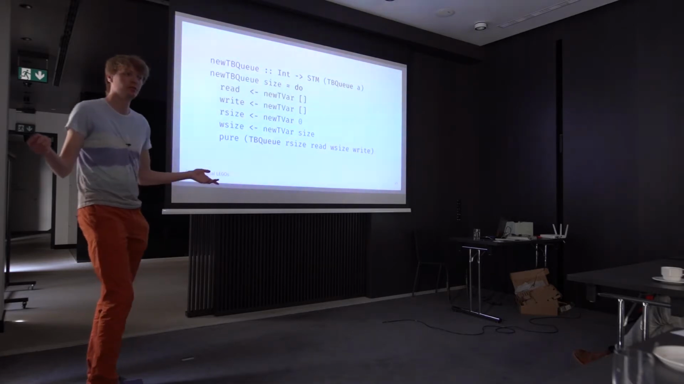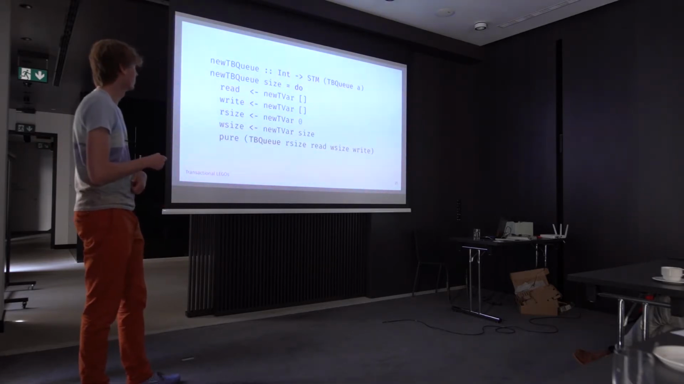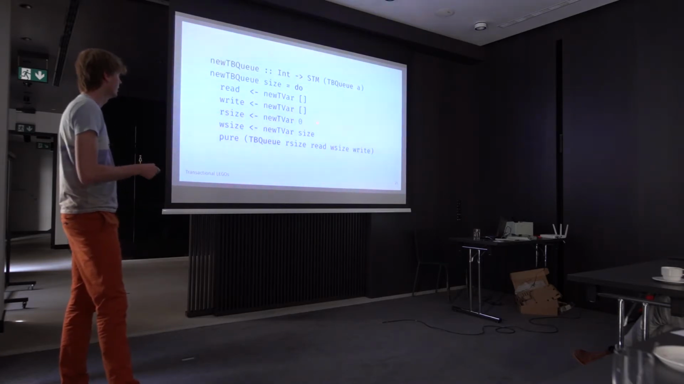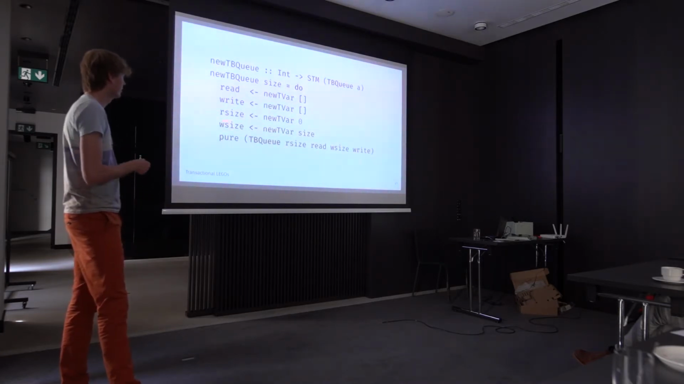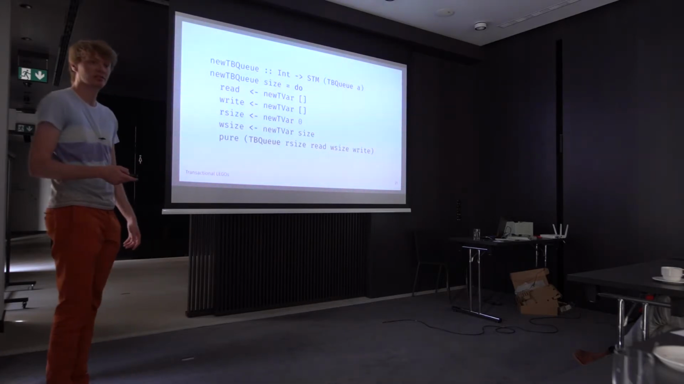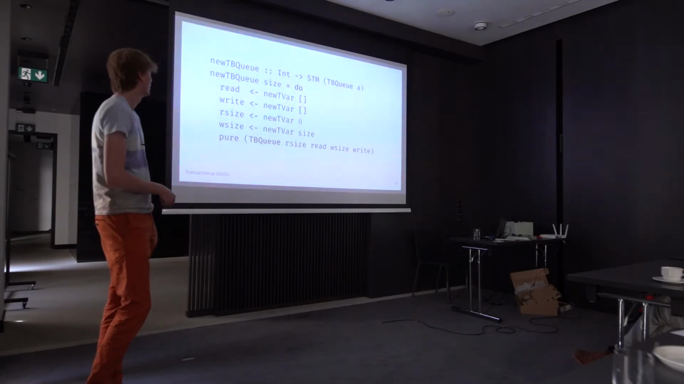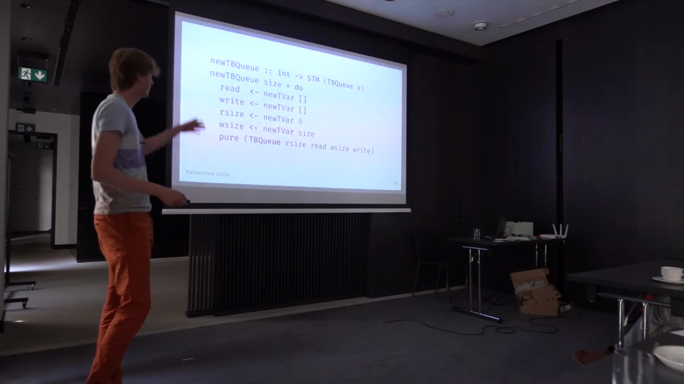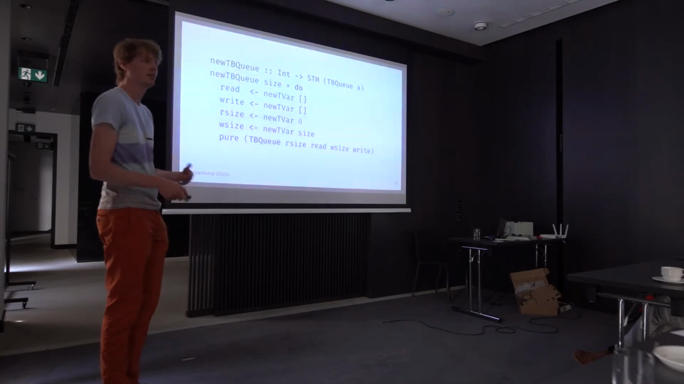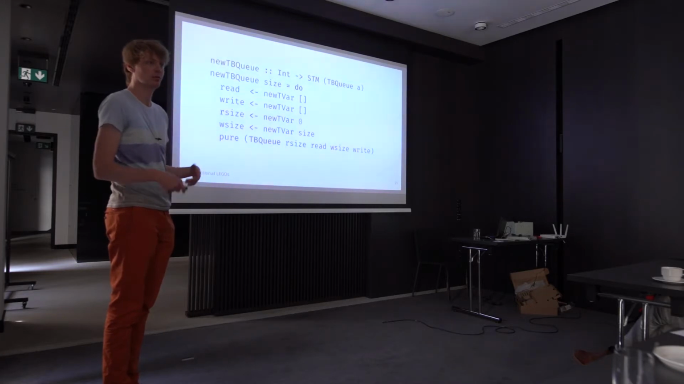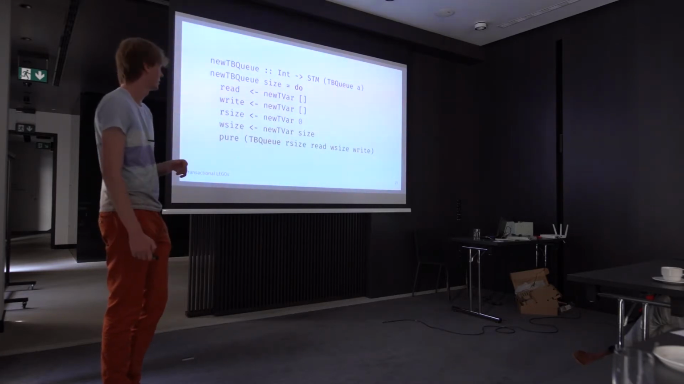So if we want to create a new TB queue, we need a parameter for the size. We create our lists like we did before. The read thing is 0, and the write thing is as large as the size is. And then we put this in our abstract data type. You need to see how these counters get manipulated by the read and the write functions in order to be convinced by their correctness.